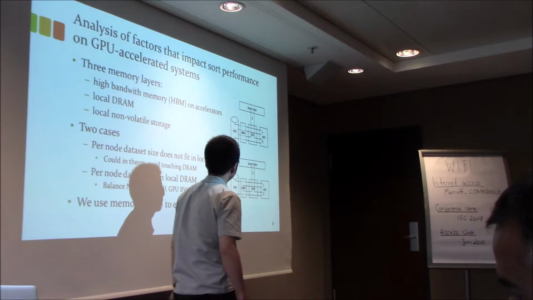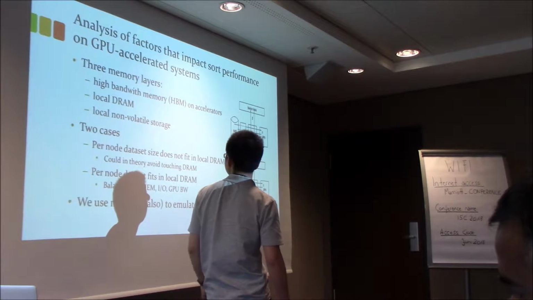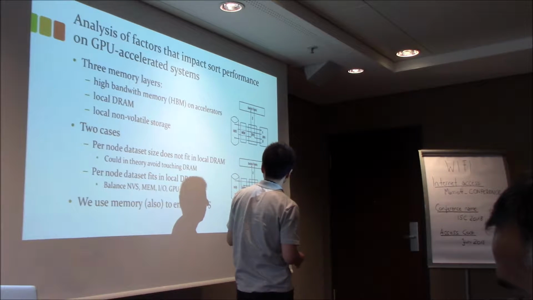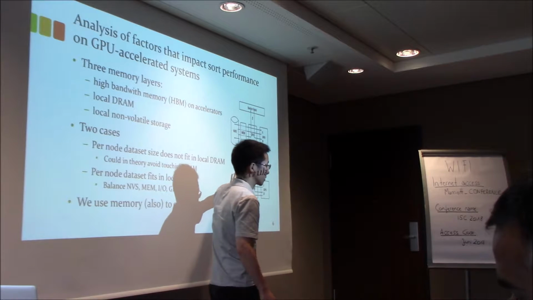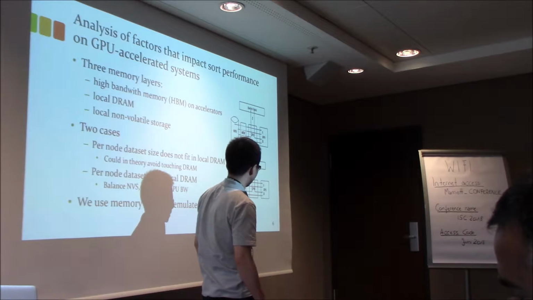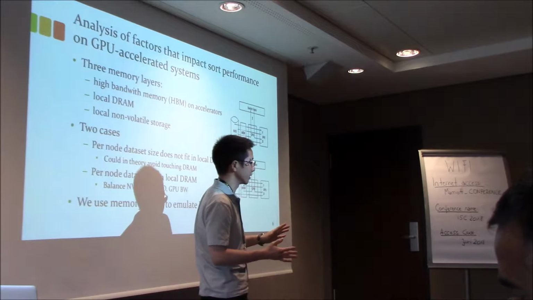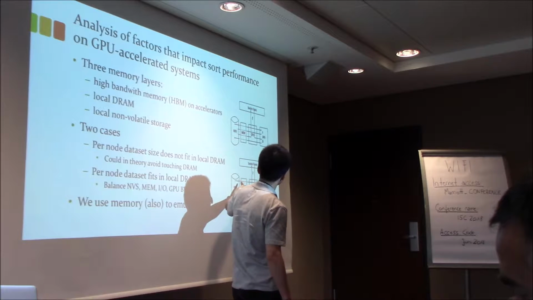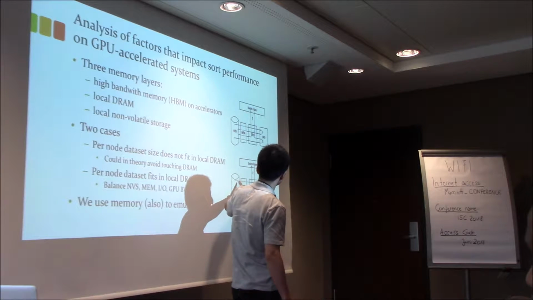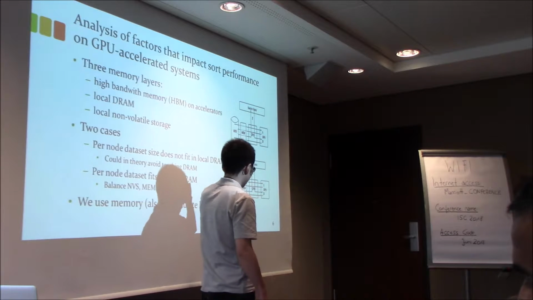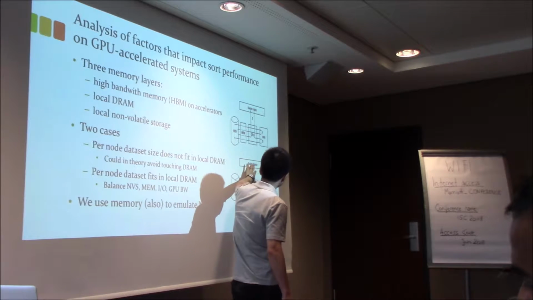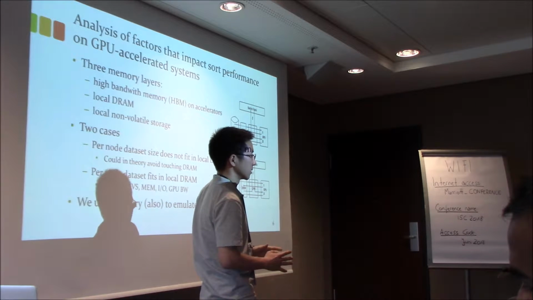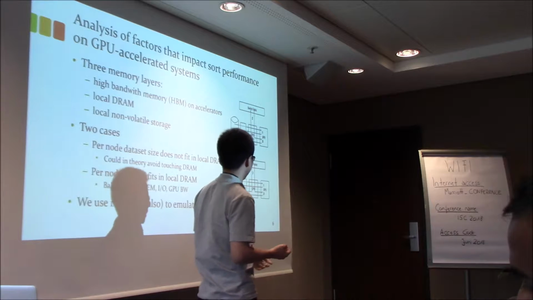For simplicity, in this work we do not consider non-volatile storage, and we assume the data processed by each node can fit in the memory of a single node. In this way, the data goes through storage, memory, and the network a similar number of times. So this system is bandwidth balanced between network, storage, and memory.